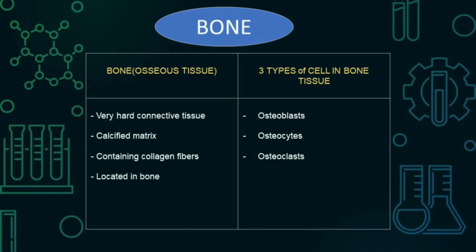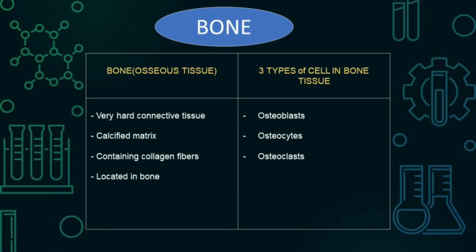Bone has a large amount of matrix material. The first one is the organic matrix and the second one is the inorganic matrix. Bone tissue, which is also known as osseous tissue, is a very hard connective tissue which has a calcified matrix containing many collagen fibers, the osteocytes which lie in lacunae, and it is very well vascularized. And of course, the bone tissue is located in our bones.